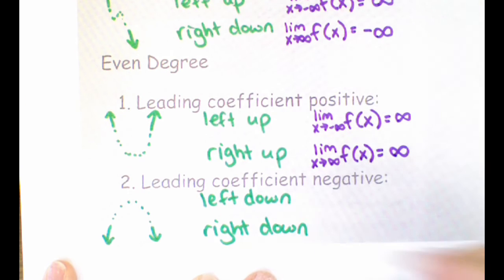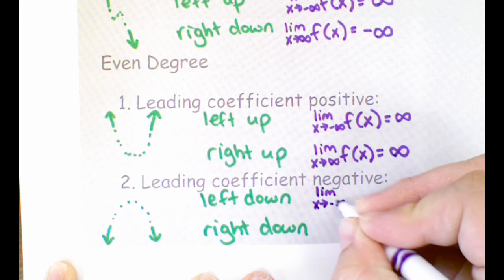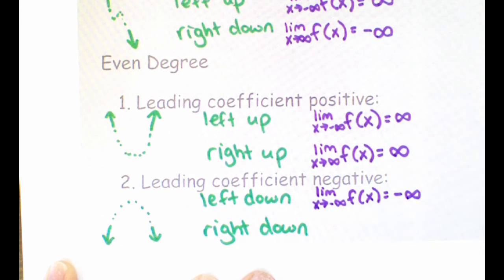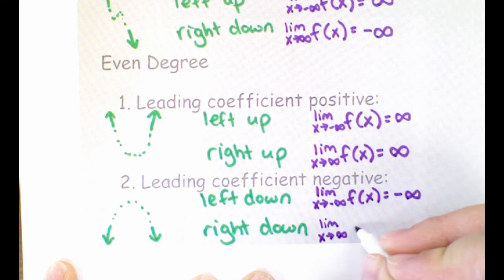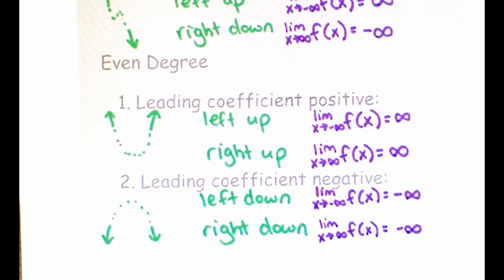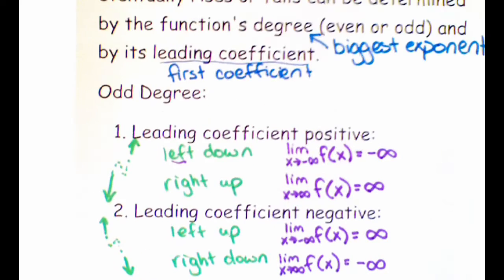For the negative leading coefficient, the left side, the limit as x approaches negative infinity, goes down, so that's negative infinity. And the right side, the limit as x approaches positive infinity, goes down, so that is also negative infinity. So the limit notation is new. These tests are very straightforward: leading coefficient and degree.